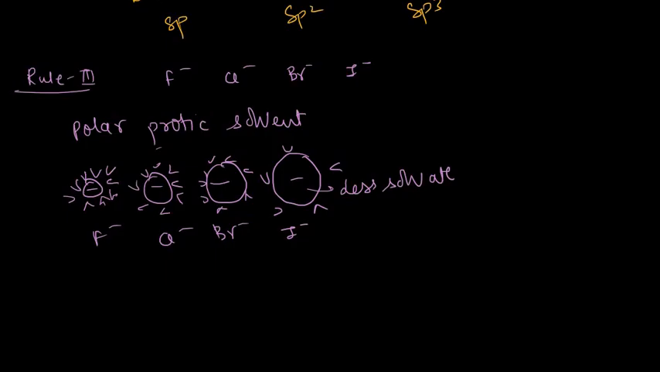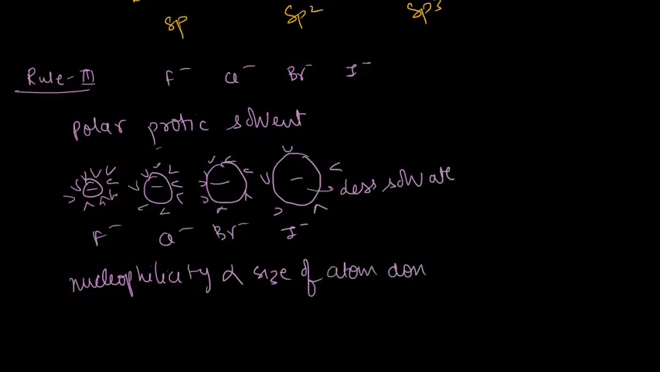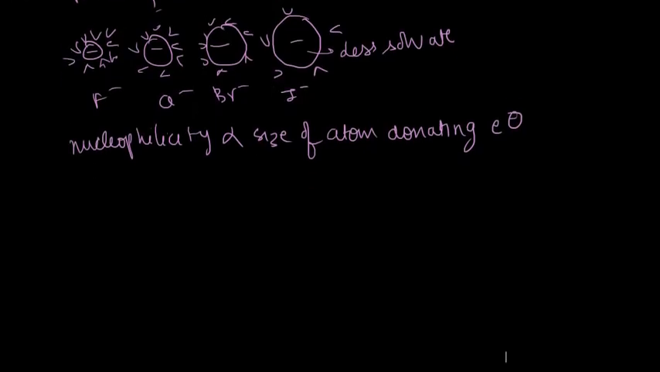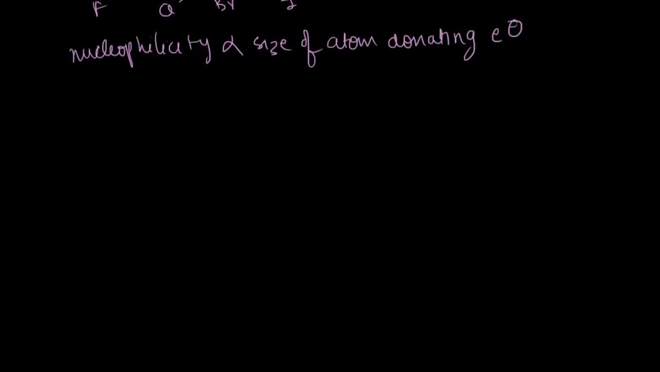So it has a greater tendency. Iodine has a greater tendency to act as a nucleophile. So nucleophilicity is directly proportional to the size of the atom donating the electron. In the case of a polar protic solvent, it is directly proportional to size. The more the size, the less the solvation. So fluorine, chlorine, bromine, iodine, this will be the order in water.